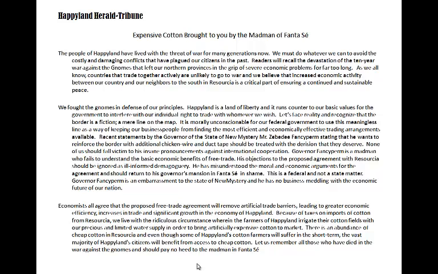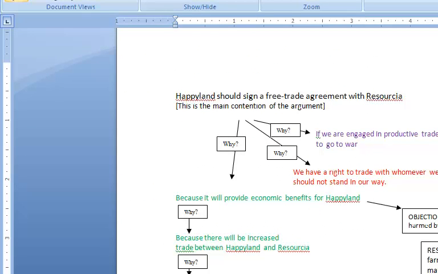So let's take a look then at the actual argument structure. Let's go ahead and do that. Okay, so why should we support the main contention? I hope that you've recognized that the main contention of the editorial is that Happyland should sign a free trade agreement with Resourcia. And once we start engaging in the argument mapping, we're going to be able to determine what are the reasons given and what are some of the objections dealt with, etc.